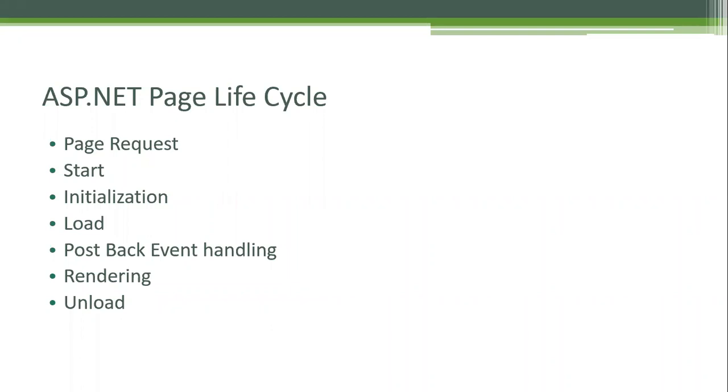So that event will be executed in the postback event handling stage. Rendering. Before rendering, the view state and control state are stored. Before rendering, view state is saved for the page and all the controls. The page will call the render method for each control, which will generate the rendering code and will be returned to the outgoing stream of the response.